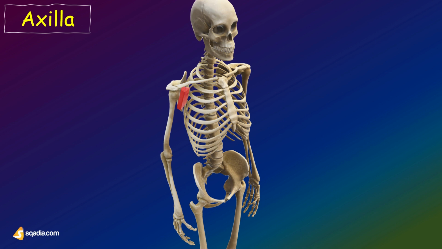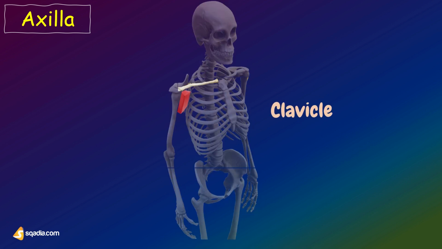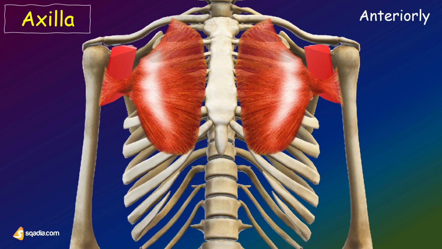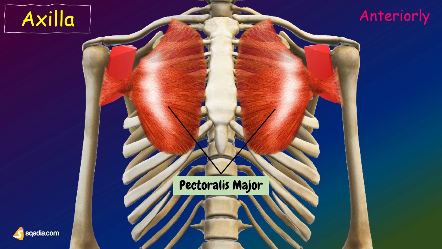First, let's talk about the bones that are in the axillary region. We have the clavicle, scapula, humerus, and upper 4 ribs. As for the muscles in this region, they are as follows. Anteriorly, we have the pectoralis major muscle, which as we know is inserted at the intertubercular sulcus of the humeral bones. This makes up the anterior surface of the axilla.